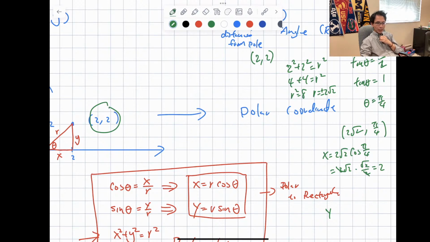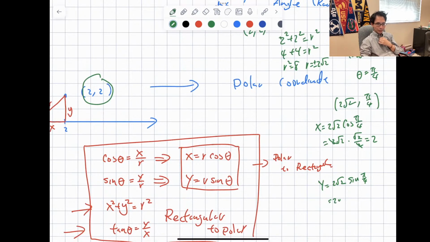Okay, so y, right? I can plug in. Well, same thing, 2 root 2, and then sine of pi over 4. And that's equal to 2 root 2 times square root 2 over 2. That's equal to 2. So I just convert back. That's just a very simple one. Questions?